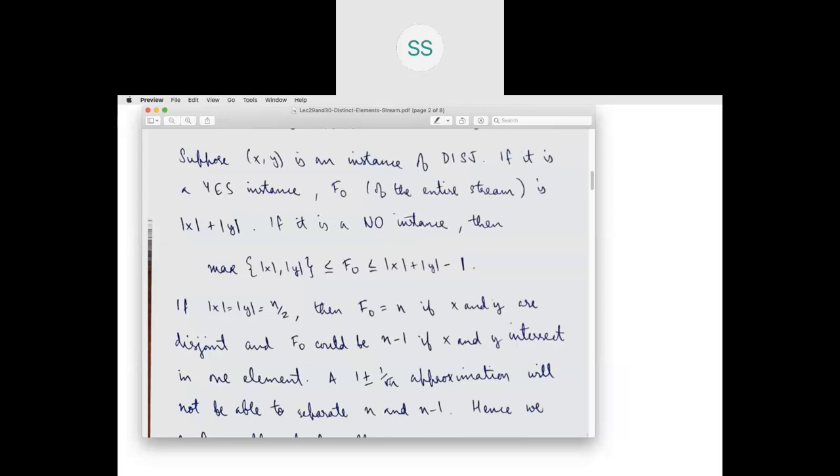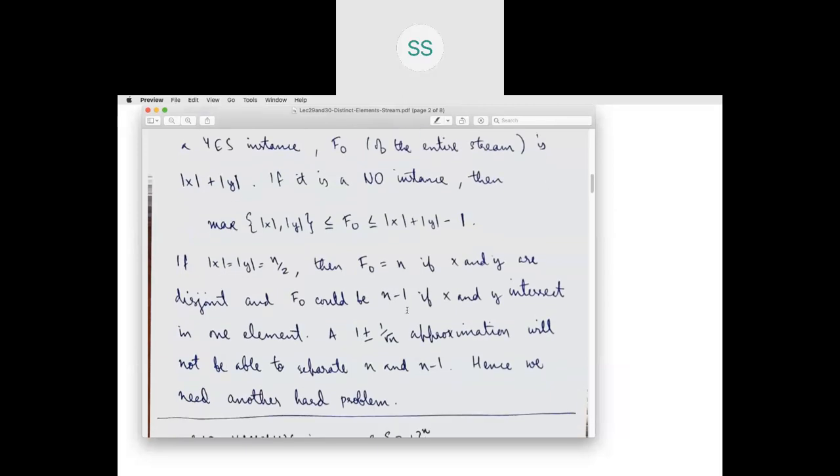So such an approximation may not be able to distinguish between n and n minus 1, because these are closer than a 1 plus or minus 1 by square root n approximation. This is 1 plus or minus 1 by n apart. So such an approximation will not be able to separate n and n minus 1. Hence, disjointness doesn't work out. We need to find another problem.